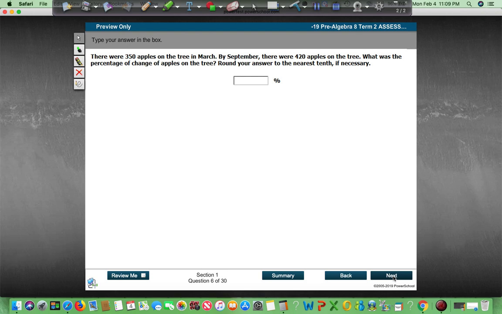Question 6. Type your answer in the box. There were 350 apples on the tree in March. By September, there were 420 apples on the tree. What was the percentage of change of apples on the tree? Round your answer to the nearest tenth if necessary.